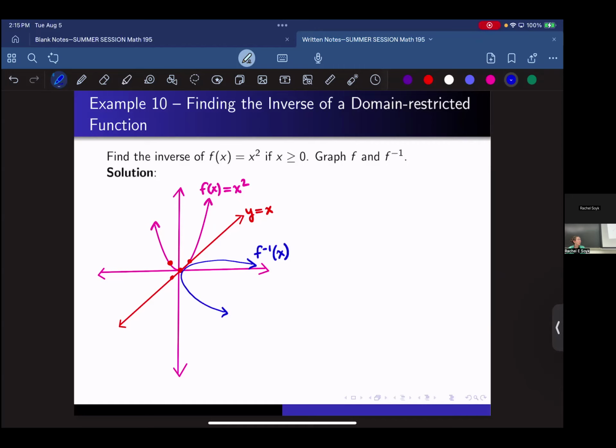And let's solve it technically as well. So same exact procedure. We have y is equal to x squared. Flip your x's and y's: x is equal to y squared. Isolate the y. And so you get y is equal to plus or minus square root of x. Put it into proper inverse notation. So you get f inverse of x is equal to plus or minus the square root of x.